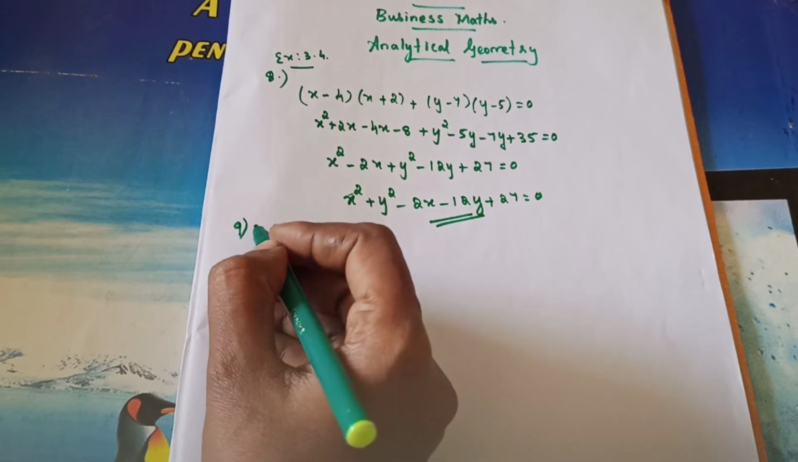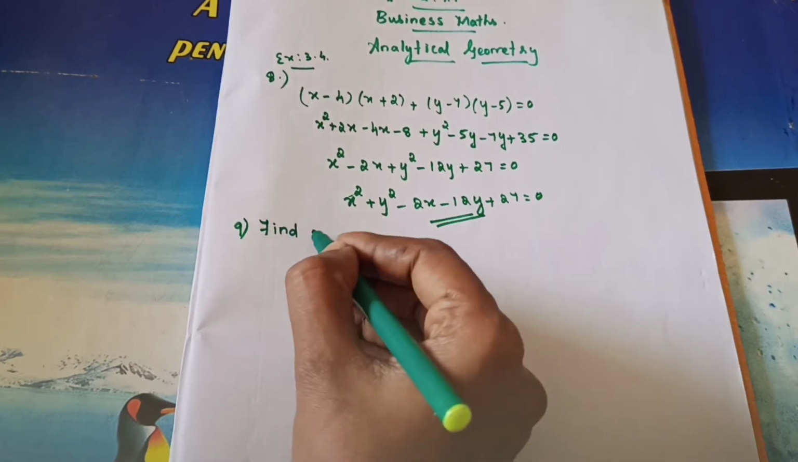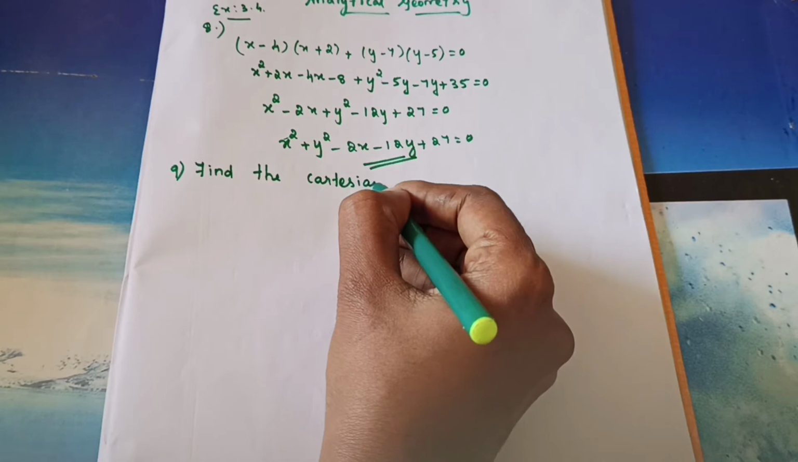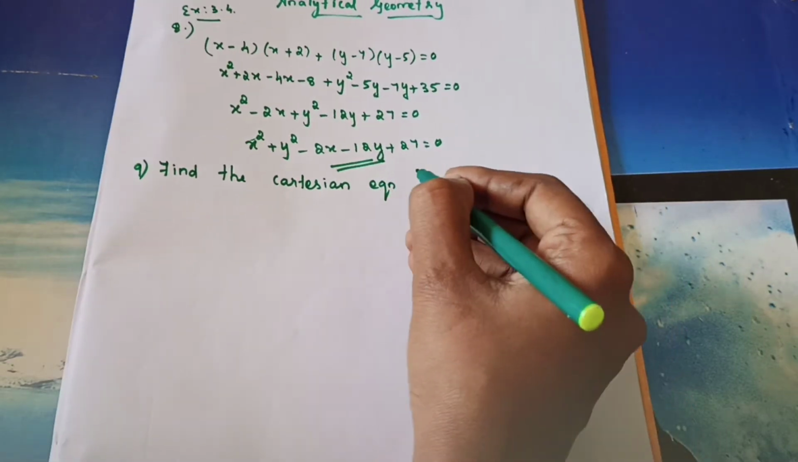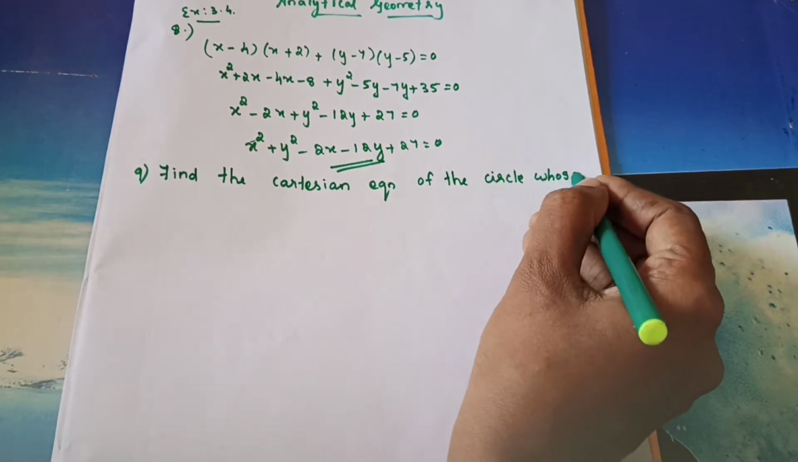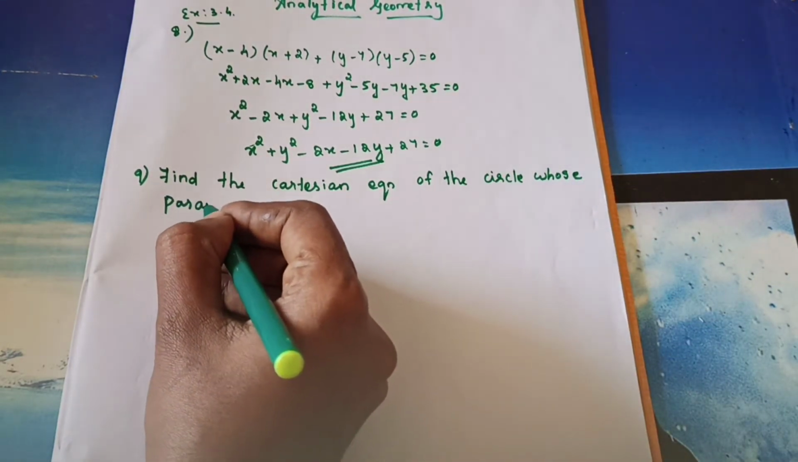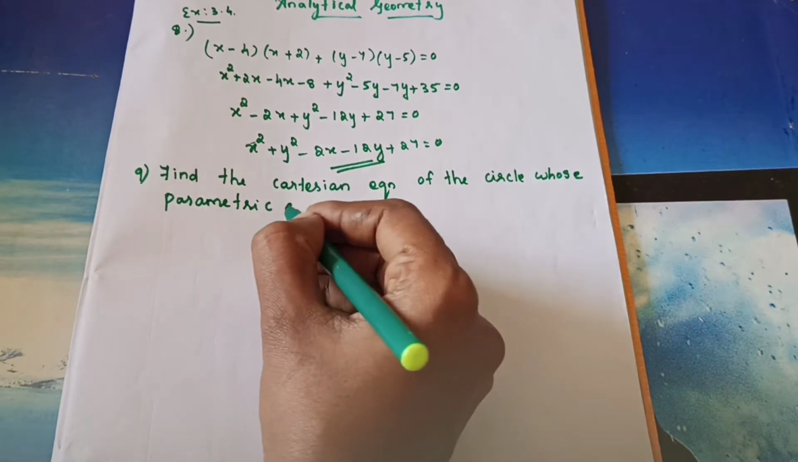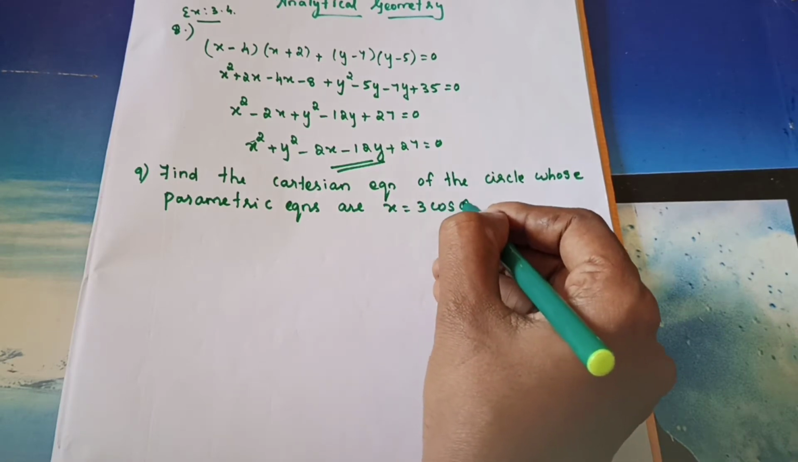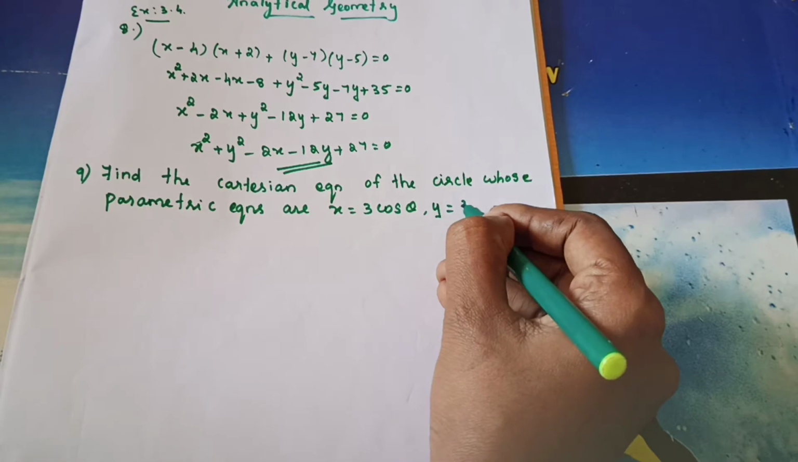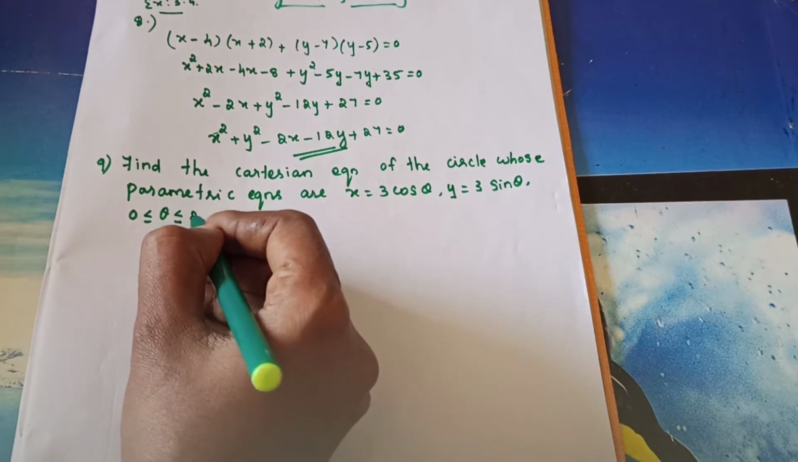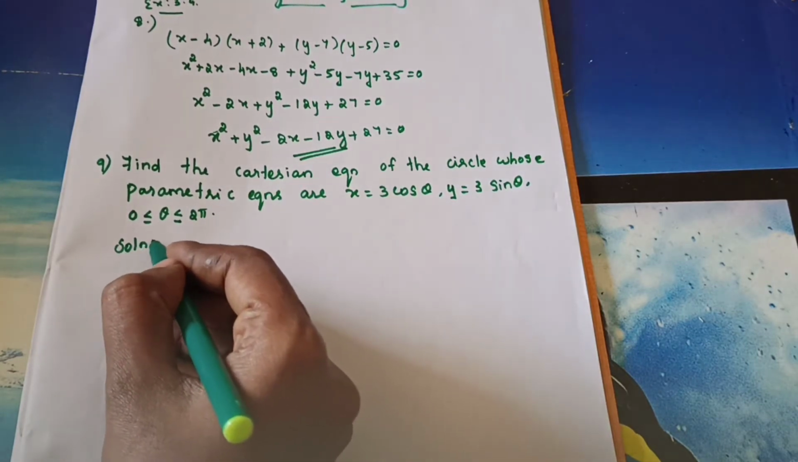One more problem in the exercise, the 9th problem. Find the Cartesian equation of the circle whose parametric equations are x equal to 3 cos theta, y is equal to 3 sin theta, 0 less than or equal to theta less than or equal to 2 pi. So solution. It's a very simple problem.